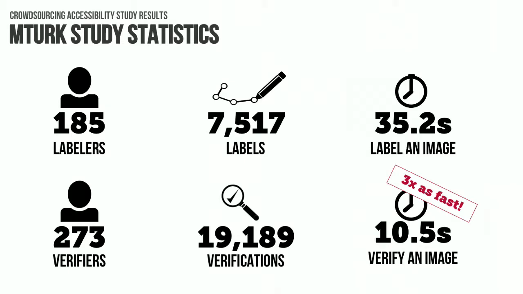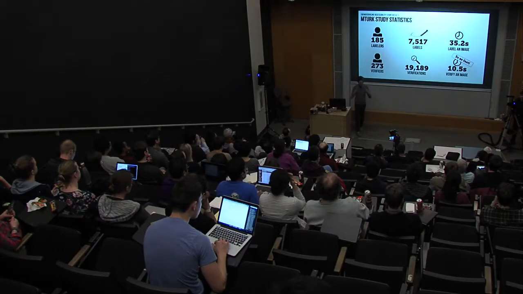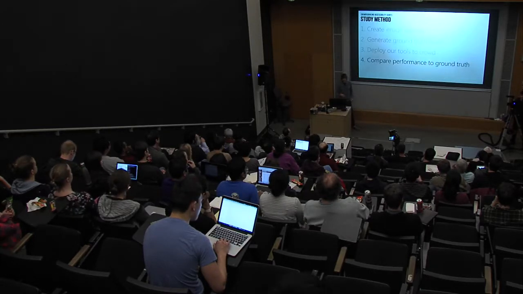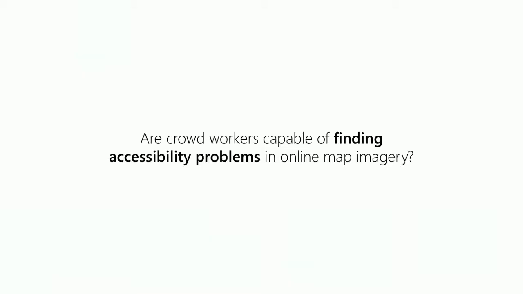And the key thing here is that labeling is more than 3 times slower than verifying. Verifying is very fast, but labeling requires a higher cognitive load of actually finding problems and labeling them. And then finally, we compared our performance to that ground truth data set that I mentioned. So returning to this question, are crowd workers capable of finding accessibility problems in online imagery?